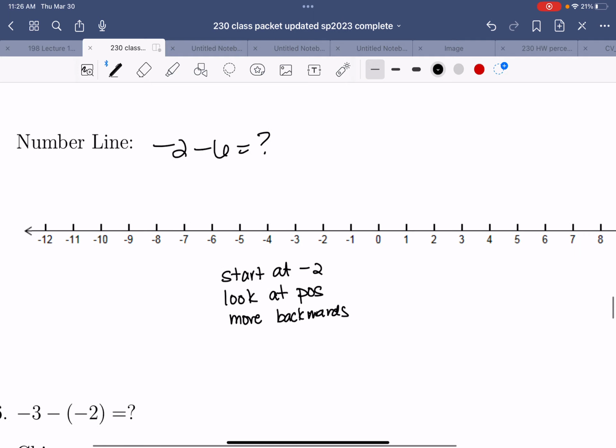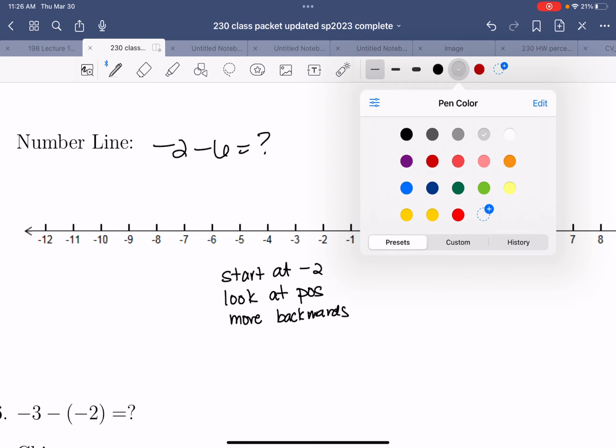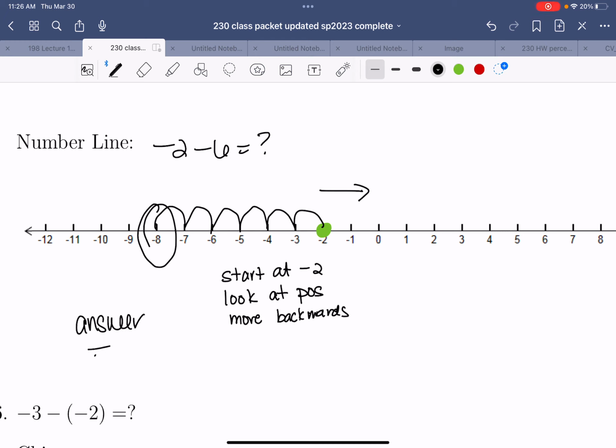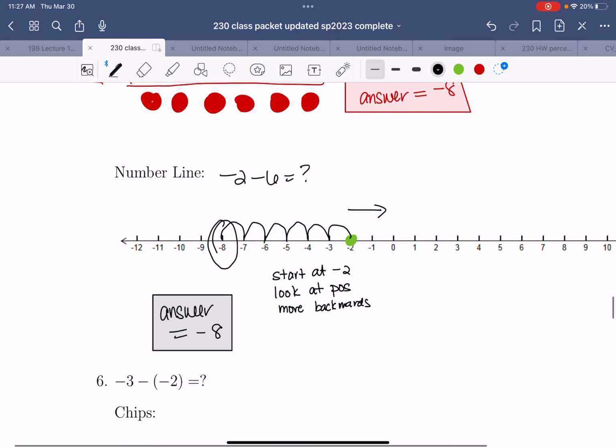Okay. So if we do that, we're starting at -2. We are looking at the positive numbers. The positive numbers are in that direction, and we're moving backwards, so opposite our arrow. We're going to go 6 times: 1, 2, 3, 4, 5, 6, and we get that same -8. So the answer is -8. And again, you're going to turn those little notes that I made into full sentences so you can explain what you did.